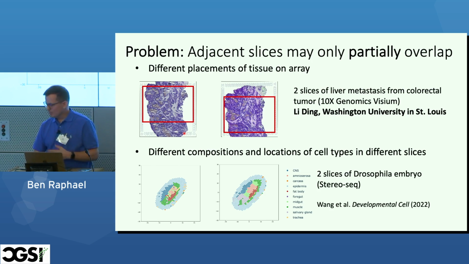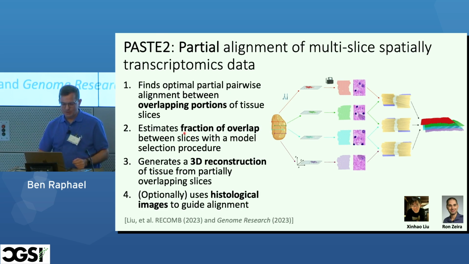So, near Hollywood, we have a sequel, right? A sequel, PASTE2, even better, PASTE2, partial alignment of these slices. So, again, multiple slices from the same tissue, but now instead of trying to align them globally, you try to find the best portion to align, and then you can stack them up in 3D. And we can estimate what fraction should overlap, and we can reconstruct in 3D. This is work of Jinhao Liu, a current PhD student, working with Ron Zeira as a former postdoc. I'm not going to go into all the details.